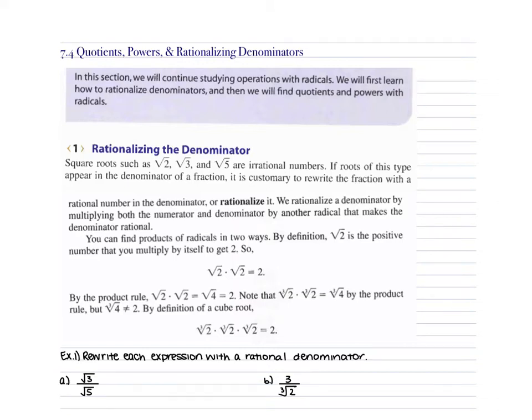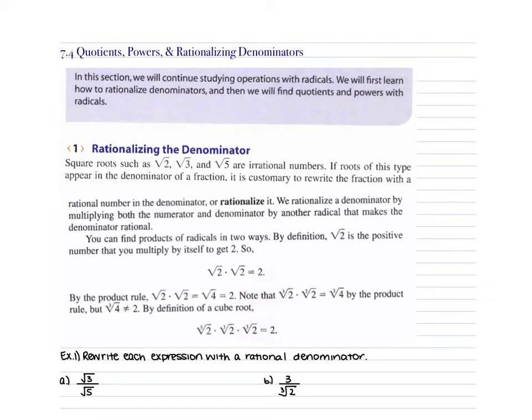7.4 goes over quotients, powers, and rationalizing denominators. The first thing that we're going to be looking at is rationalizing a denominator. When you rationalize a denominator, it just means that you have a fraction with a radical in the denominator, and you have to get that radical out of the denominator. You cannot ever have a fraction that is in simplest form with a radical in the denominator.